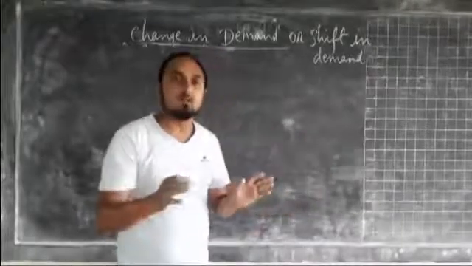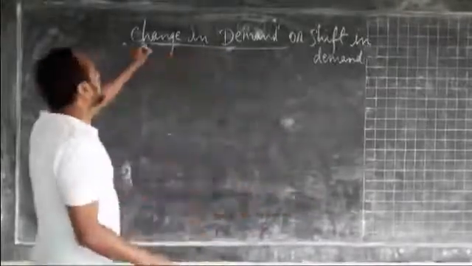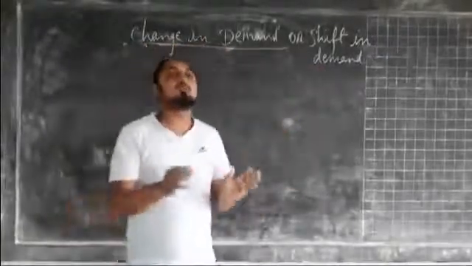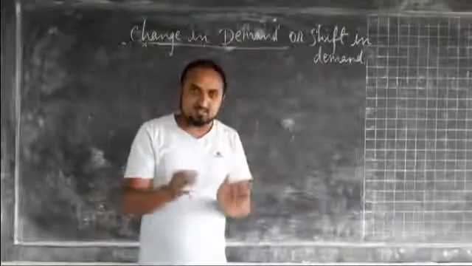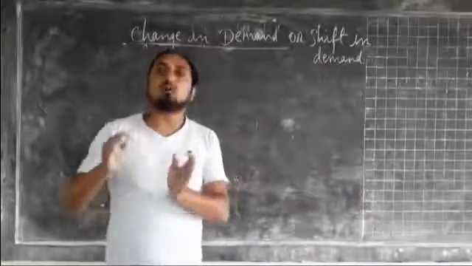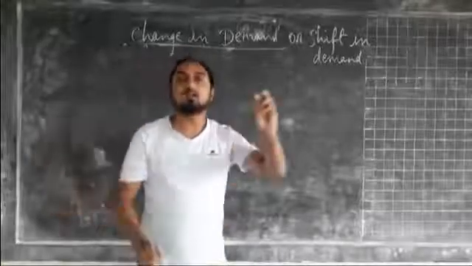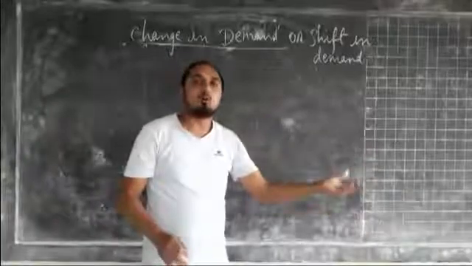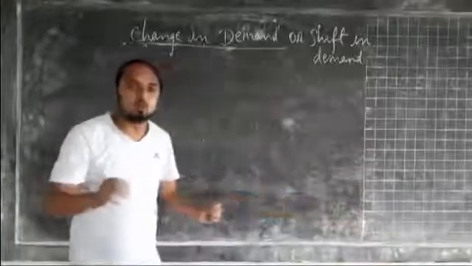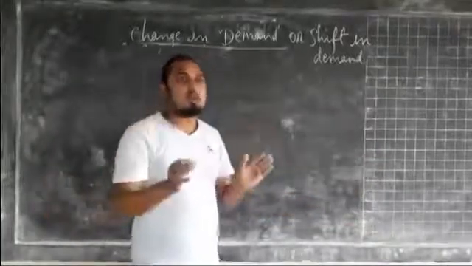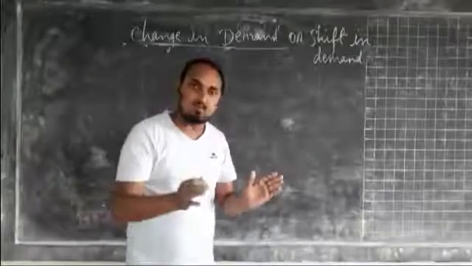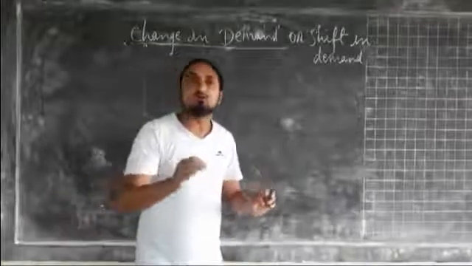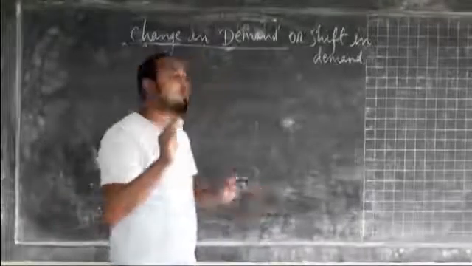will remain constant. Whereas in the case of change in demand or shift in demand, here the quantity demanded of commodity will change due to change in the other factors like income of the consumer, taste and preference, credit facilities, government policies, and so on. So here what we can notice is that the quantity demand is changing, but due to change in the other determinants or other factors, the price will remain constant.